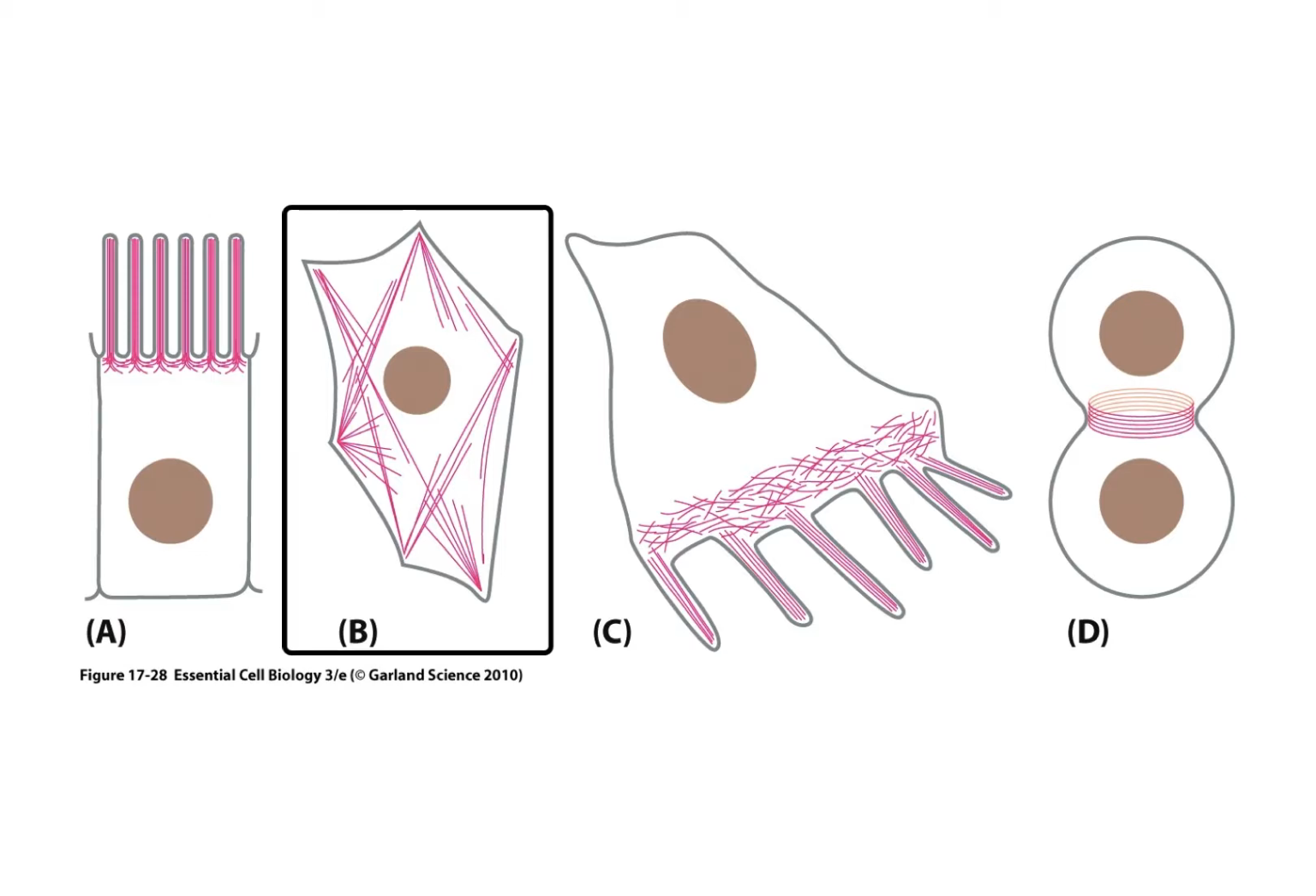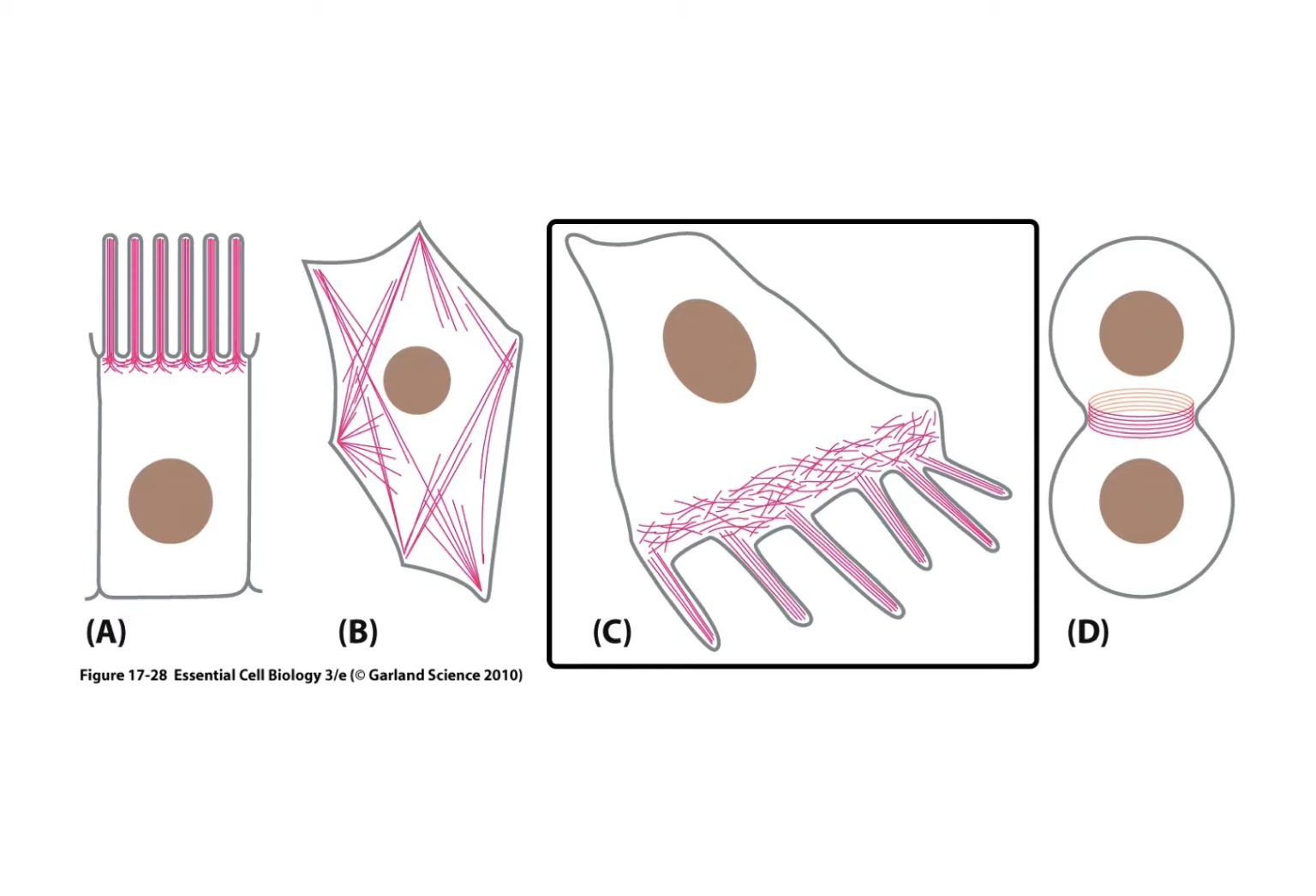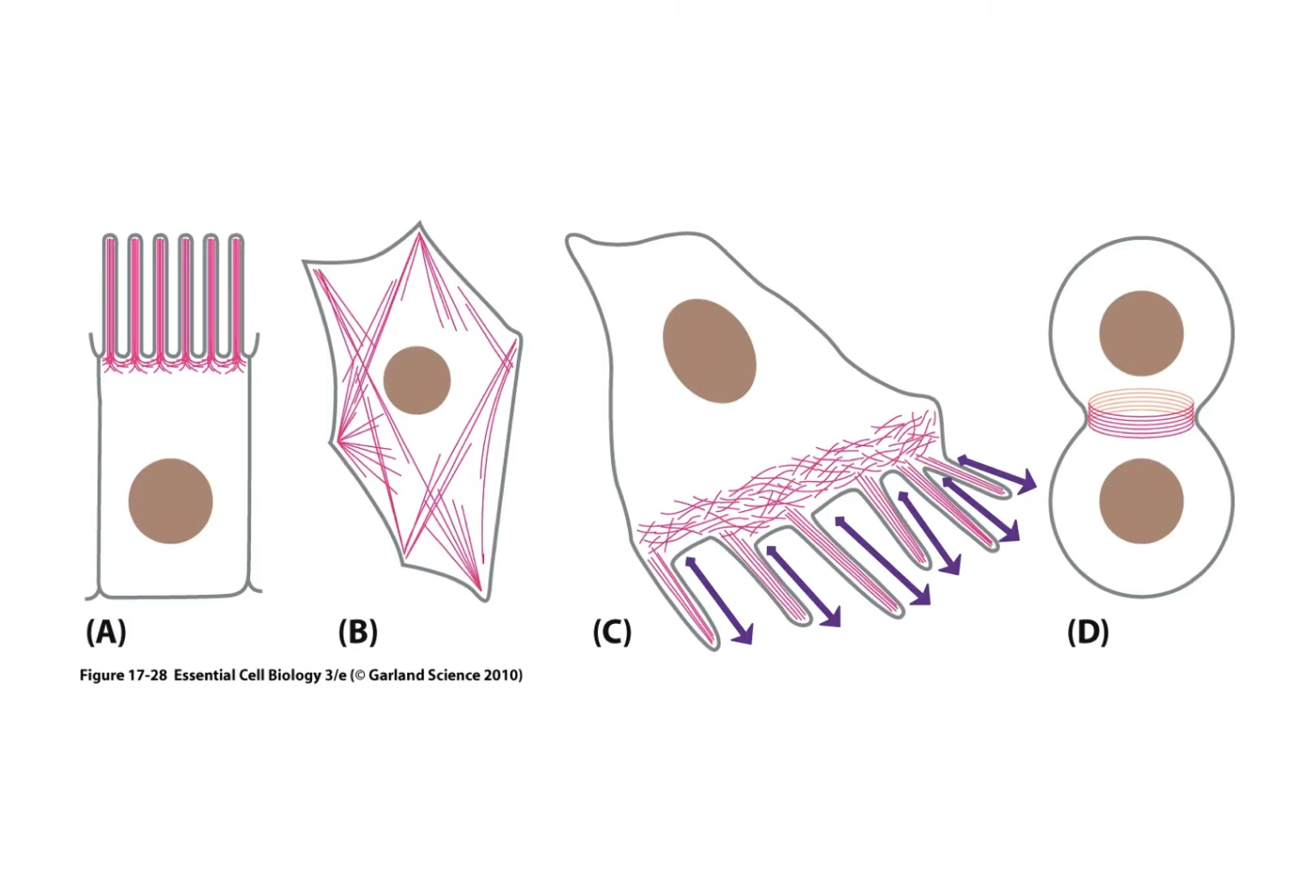Here's one where the cell is just spreading out on a surface, and you can see the different actins, and actually myosin is involved in this too, to push those regions out. These are filopodia here in C, so the filopodia are being pushed out. And so this cell would presumably be moving in this direction.